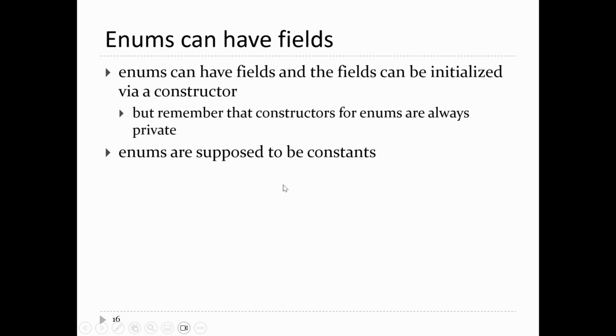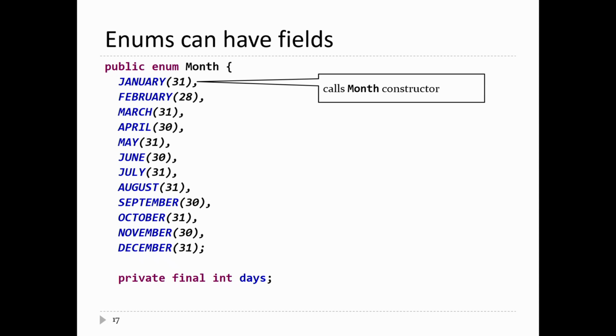Right? And so also don't forget that your enumerations are supposed to be constants. Right? You're allowed to have fields. Technically, the field value for one of your constants can change, but you're not supposed to do that, right? Your enumerated types are supposed to represent constants. You should avoid changing the value of a field belonging to an enumerated type.